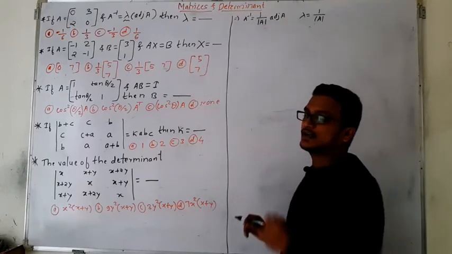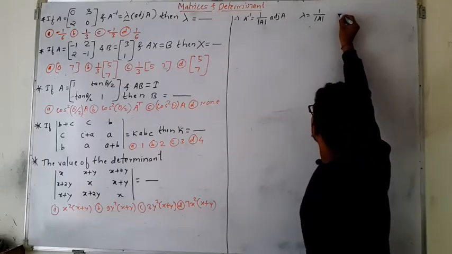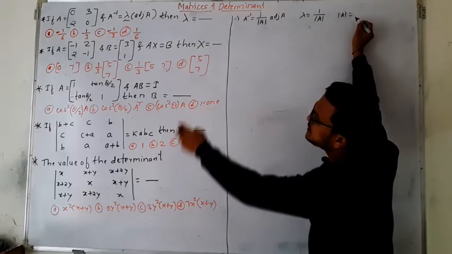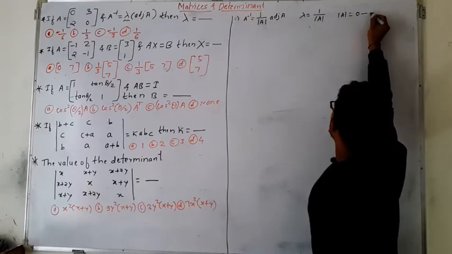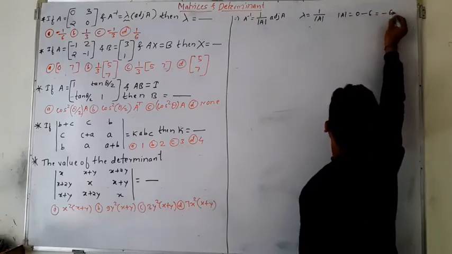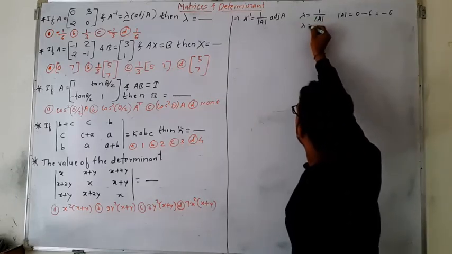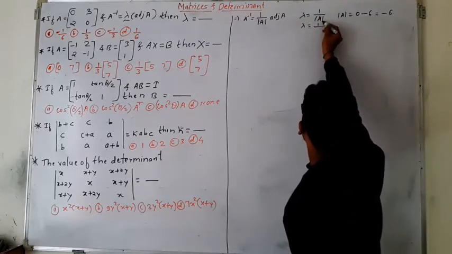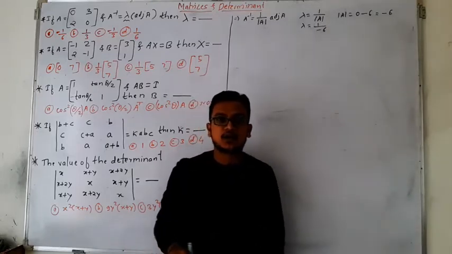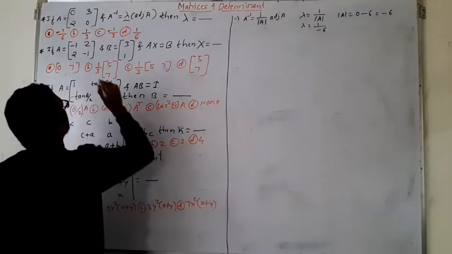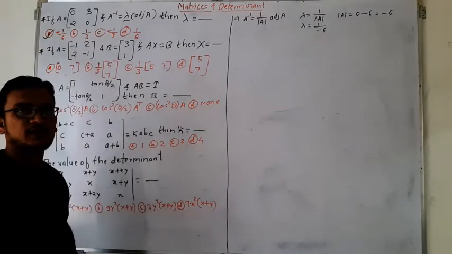Now they have given the matrix A, so find its determinant. Determinant of A is equal to 0 into 0 is 0, minus 2 3s are 6. So the answer is minus 6. Therefore lambda is equal to 1 divided by determinant A, and determinant A is minus 6. So lambda value is 1 by minus 6. So option A will be correct.